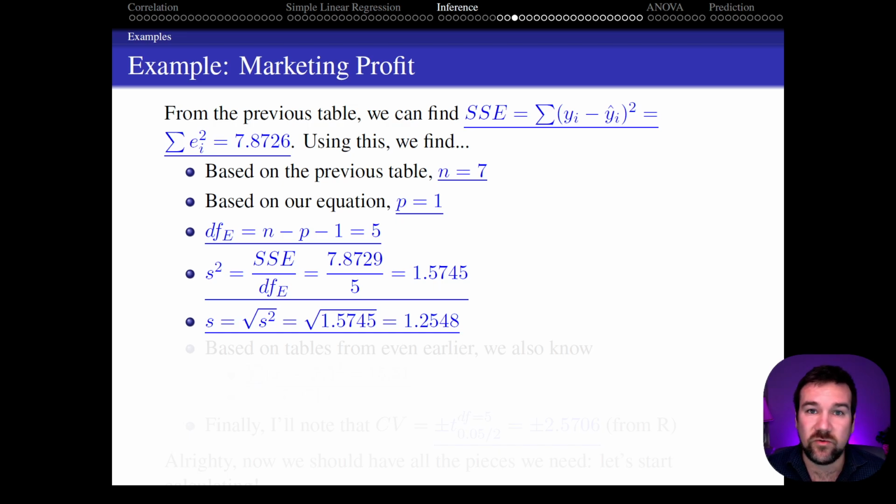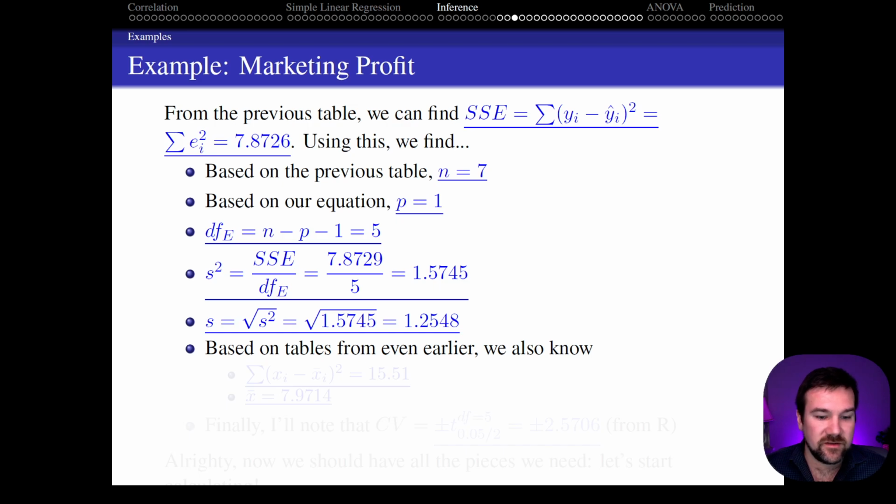Again, S squared, the MSE, is cool, but what I really need as the basis for all of my standard error calculations for intercept and slope is S. So I'm going to find S by taking the square root of that S squared value in the fourth bullet. So the S squared was 1.5745. I take the square root of that by typing it in my calculator and hitting square root, or using sqrt of 1.5745 in R, and I end up getting 1.2548. This is the foundational standard error that I'm going to be using and modifying for my standard error of the intercept and standard error of the slope. So this is like the starting place.